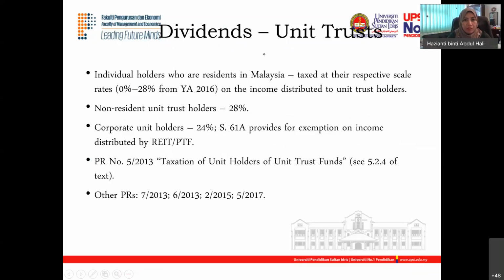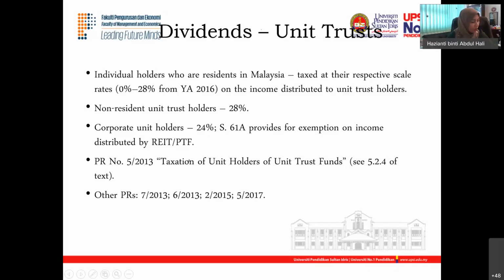What about unit trust? Okay, the dividend that you get from unit trust such as ASB. Individual holders who are residents in Malaysia will be taxed at their respective scale rates on the income distributed to unit trust holders. Non-resident unit trust holders will be taxed at 28% for year of assessment 2016. Corporate unit holders 24%. And we also have Public Ruling No. 5/2013. I really expect you to go to the IRB website and check the public ruling. It's under legislation.